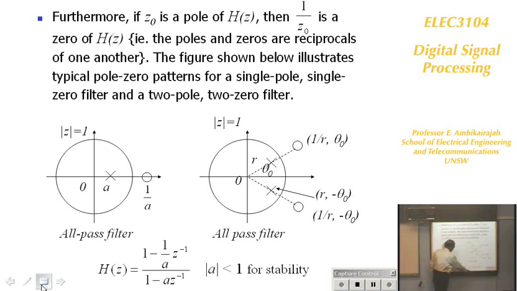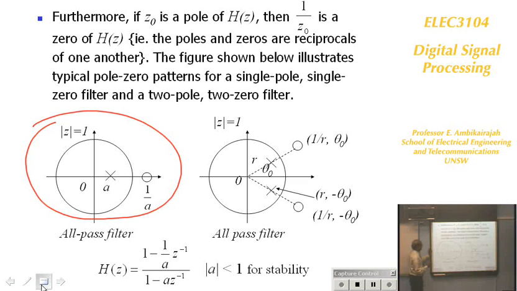So let's take an example. This is an all-pass filter. In this example, you have a zero here and a pole here, which is at A. So that's your pole. You have to make sure the gains are the same. Then the pole is reflected into a zero. If you do that, that's your transfer function.